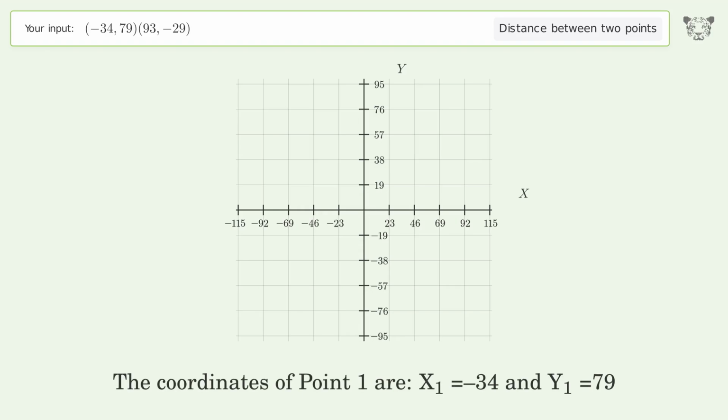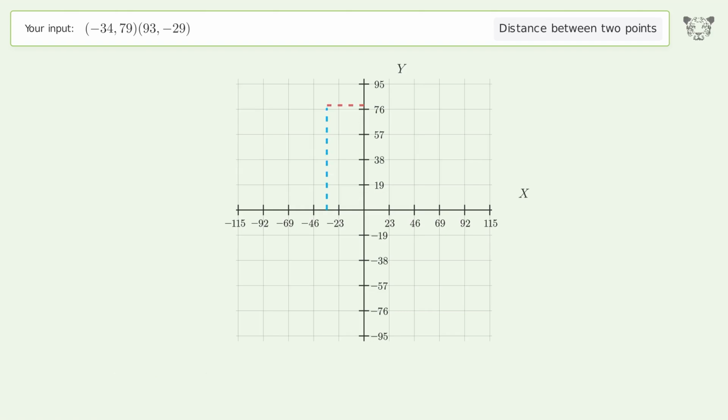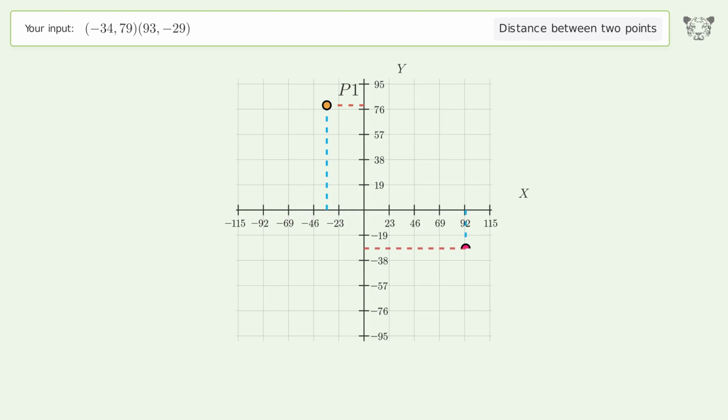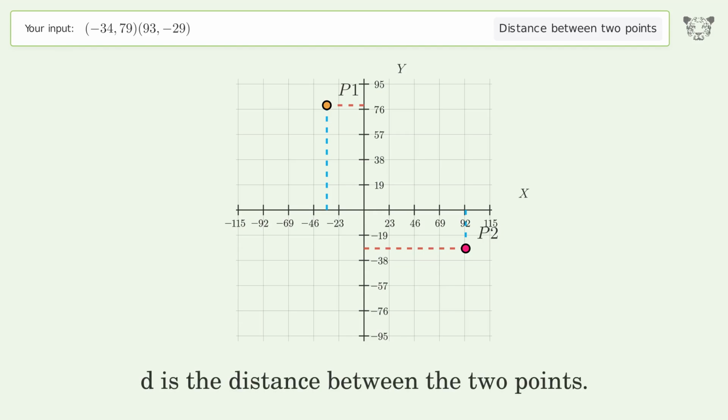The coordinates of point 1 are, x1 equals -34 and y1 equals 79. The coordinates of point 2 are, x2 equals 93 and y2 equals -29. D is the distance between the 2 points.